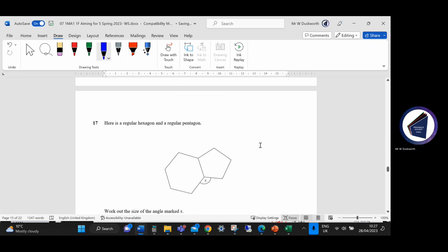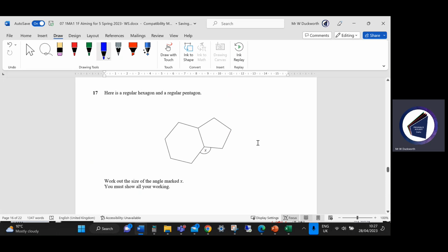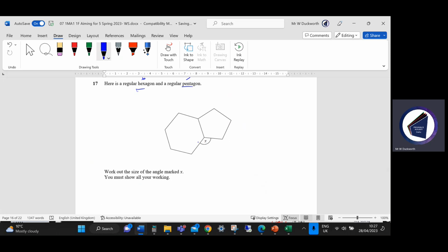Right. Question 17, here is a regular hexagon and a regular pentagon. So hexagon 6, pentagon 5. Work out the size of the angle marked with the X. Okay, so what I'm going to do is split it into the exterior angle of both shapes. So for the hexagon, the exterior angle is going to be equal to 360 divided by the number of sides. So the exterior angle would be 60. So which one's the six-sided shape? That one. So that was 60.